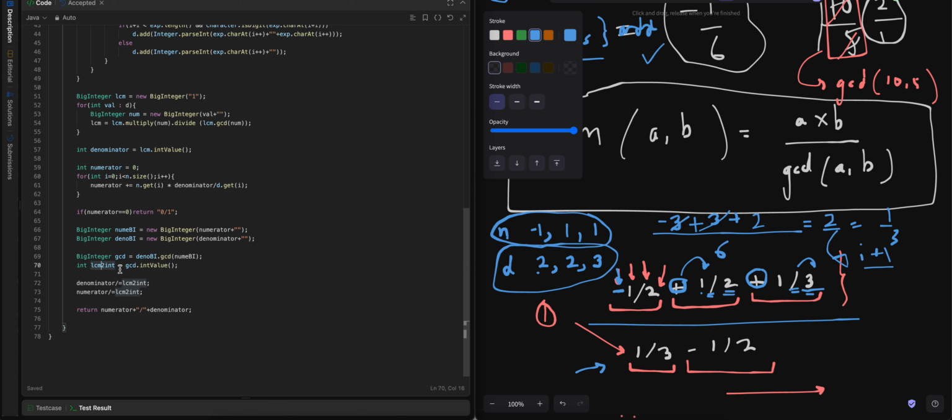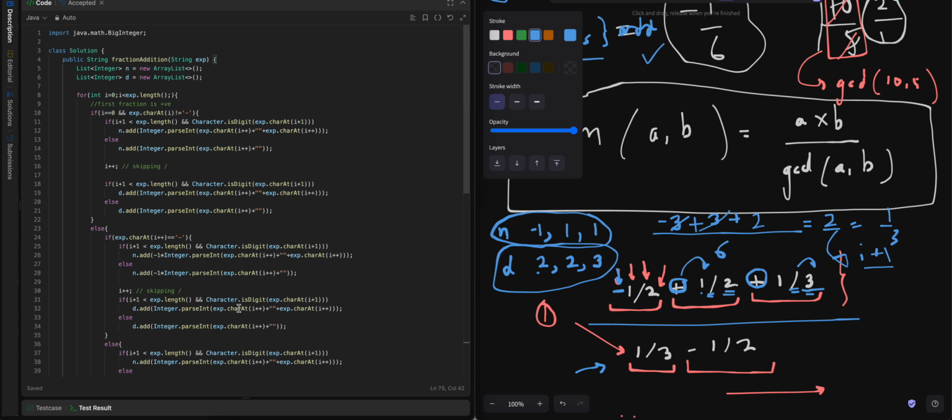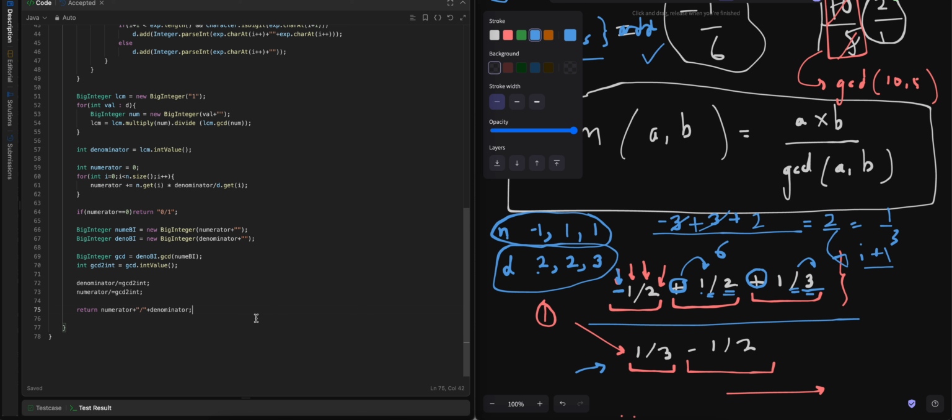Here I had written LCM, but this should actually be GCD. So here we have calculated the GCD, found the GCD value, and converted the big integer GCD value into an int. Then finally we divided the denominator by this GCD value, the common GCD of numerator and denominator, and the numerator by the same value. Then finally both our numerator and denominator will be in the smallest form, and that's what we simply have to return. So this was the whole problem.